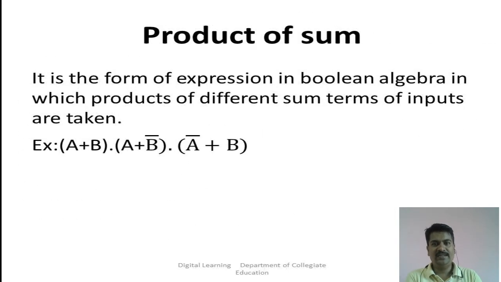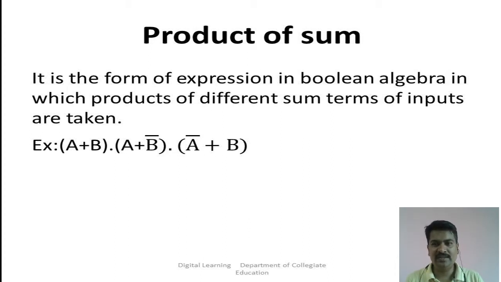Okay, move on to the next thing. It's a product of sum. Product of sum. Earlier we did sum of the product. Here it is POS, product of sum. It's a form of expression in Boolean algebra where the product of different sum terms of the inputs is taken. First do the summing, first add the terms and then do the logical multiplication. Exactly opposite to that of SOP.